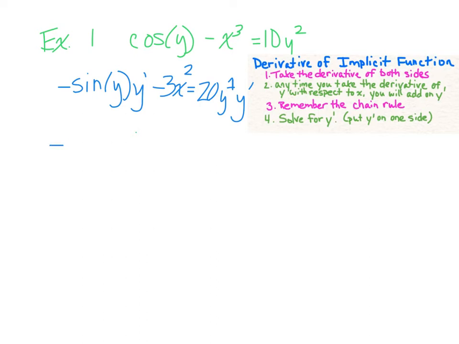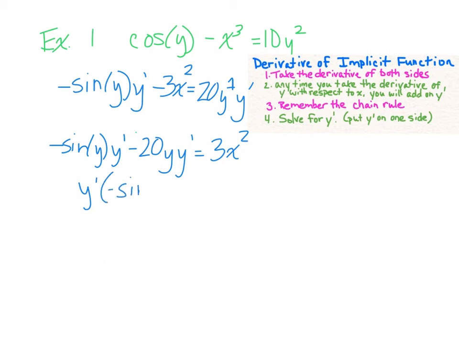We'll get negative sine of y, y prime, minus 20y to the 1, so I'm just going to write that as y prime equals, I can move the negative 3x squared to the right side and it'll become just a positive 3x squared. We can factor out a y prime, and that gives us negative sine of y minus 20y, and it's still equal to 3x squared.